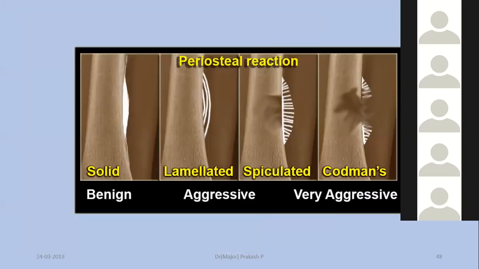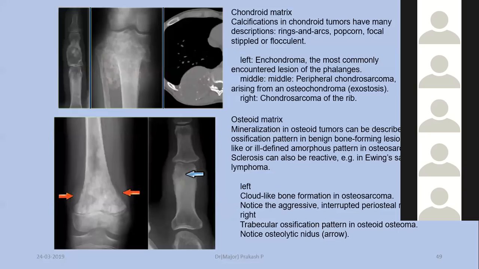Okay. Now, what are the patterns of periosteal reaction? If any lesion comes, this is definitely what an examiner is going to ask, whether it's a solid, benign-looking periosteal elevation, lamellated, spiculated, or a Codman's triangle. Understand, these are the terminologies you are expected to mention in your answer sheet. The words are very particular. The solid periosteal reaction, lamellated periosteal reaction, spiculated periosteal reaction, or Codman's triangle. If you mention these things, you are bound to be in the correct direction. The examiner will be very happy.